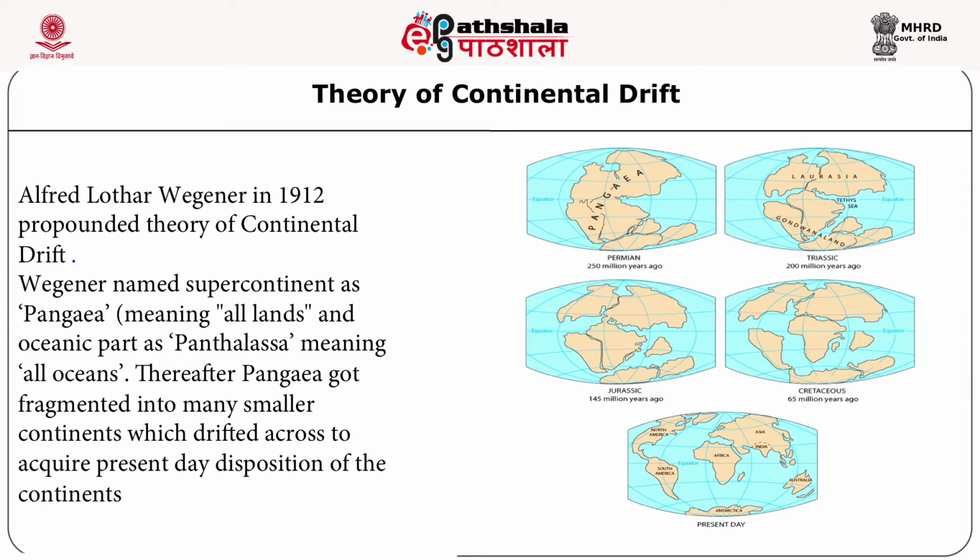After that, Pangaea got fragmented into many smaller continents. Here in the second figure you can see the fragmentation, and then they drifted across to acquire the present day disposition of continents. Here in the last figure you can see the present day disposition of the continents.